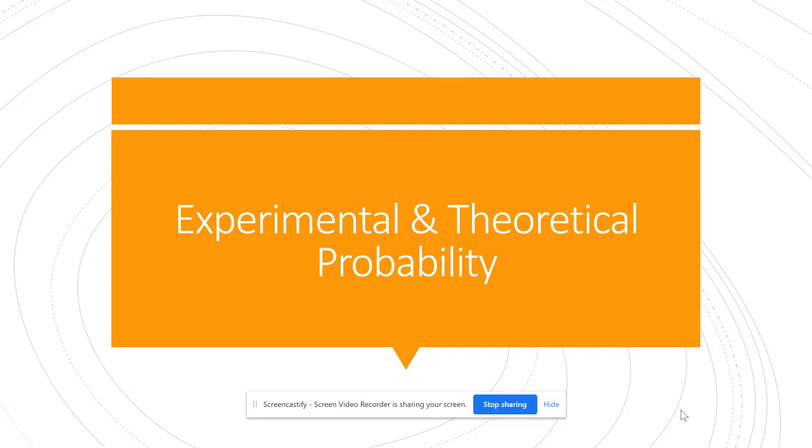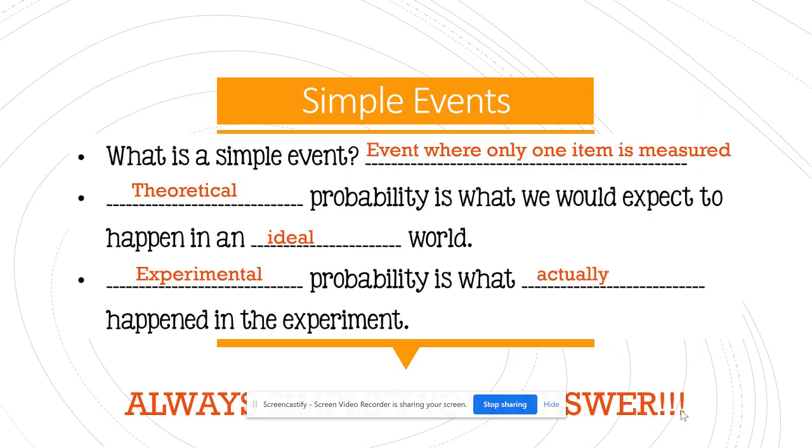Okay, so this video is going to cover experimental and theoretical probability. So let's look at simple events just as a review. A simple event is where only one item is being measured. So we're looking at rolling an even number on a die or flipping a heads. We're only doing one thing.